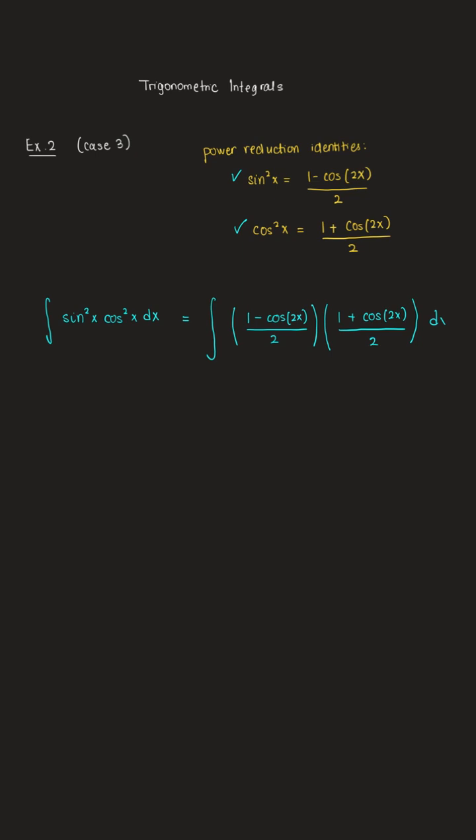And we're going to work from here and do a little bit of algebra until we can integrate. So notice that this is a multiplication. And we have something over 2 here, something over 2 here. When we multiply those denominators, that will give us a 4. So I'm actually going to factor out a 1 over 4 to the outside of the integral. And then write this as 1 minus cosine of 2x times 1 plus cosine of 2x dx.